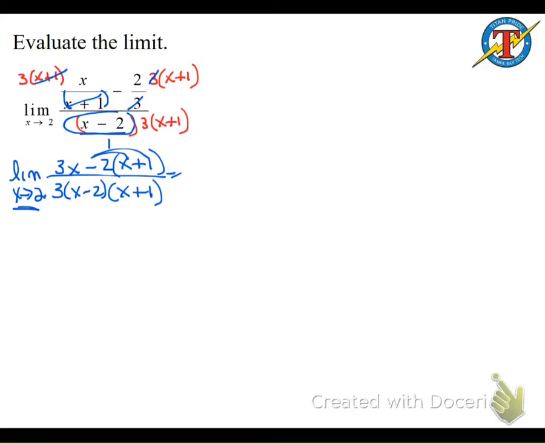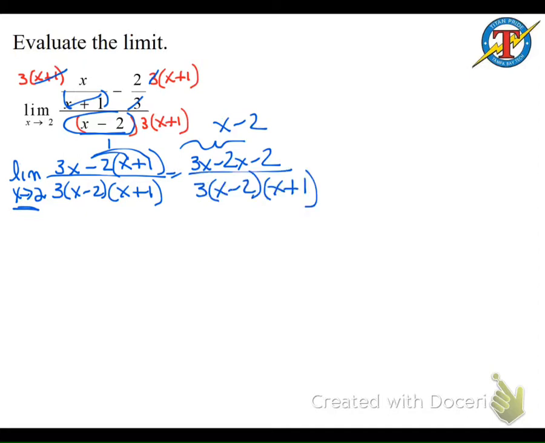So I bring down the 3x. Distributing the negative 2, I get negative 2x minus 2. Well, when you combine those like terms, it's going to be just x minus 2. So now when I clean this up, I have an x minus 2 on the top, 3x minus 2 and x plus 1 on the bottom. And as you can see, like we wanted, the x minus 2s went away, which leaves nothing on the top, which means there's really a 1.